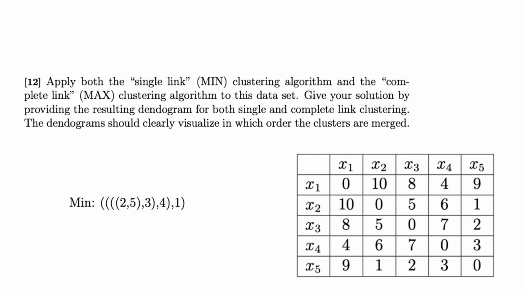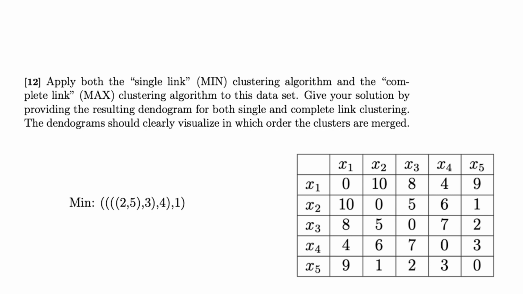Now, C2 and C3. C2 has 2 points. C3 has 1 point. And I want the pair of points that has the greatest distance between them. Since C3 has 1 point, I want the greatest distance between x2 and x5 to x3. x2, x3 have distance 5. x5, x3 have distance 2. So obviously I'm going to choose this distance because I want max linkage. So the distance here is going to be 5. Distance here is also going to be 5. Now I'm left with these two.